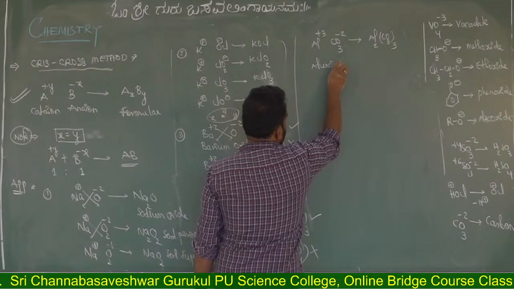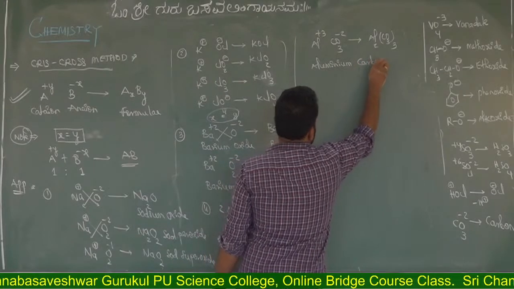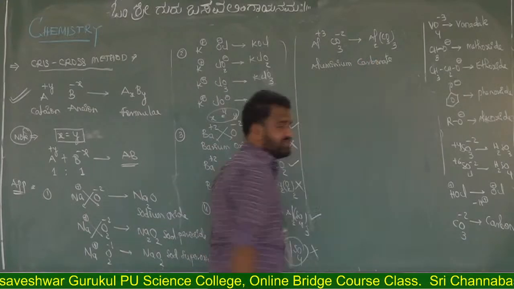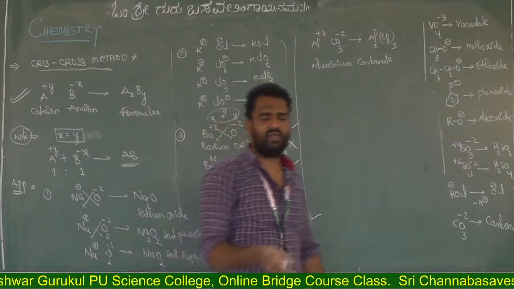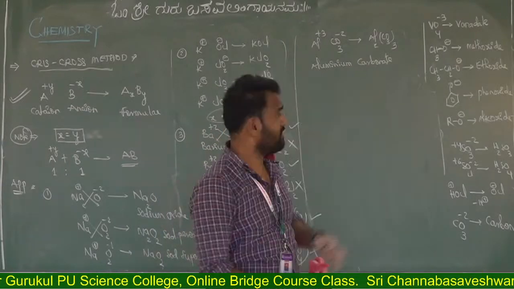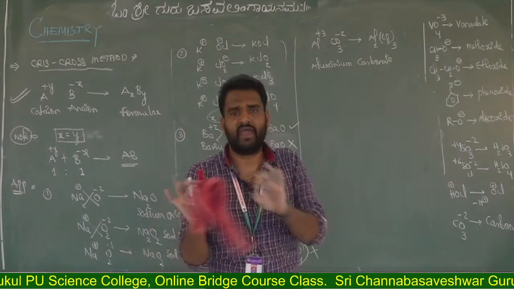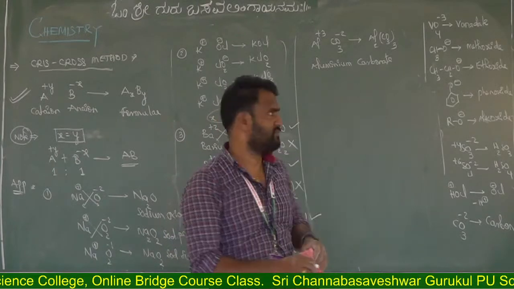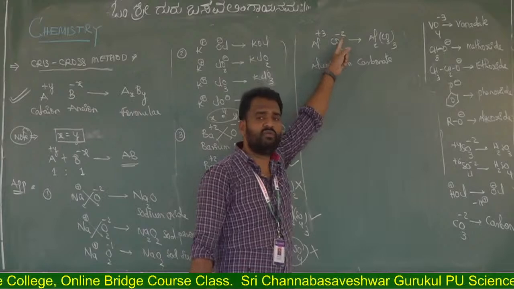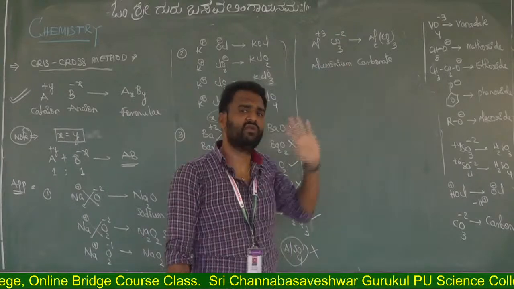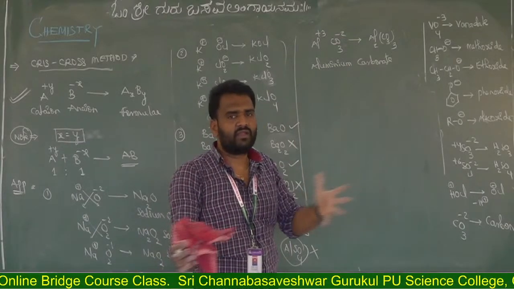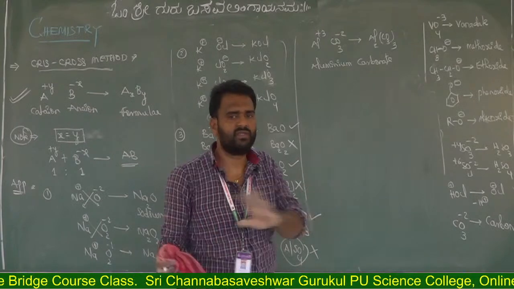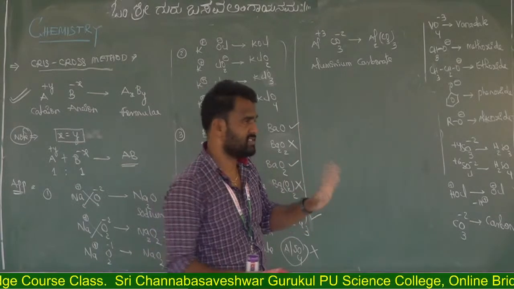Its name is aluminium carbonate. But here we are not talking about stability, whether this carbonate is stable or not. We are not talking about the stability of ionic compounds. When you know the cation and anion, from the name only we are writing the suitable formula of the ionic compound. We are not talking about whether the compound is stable or unstable. That we are not going to discuss here.